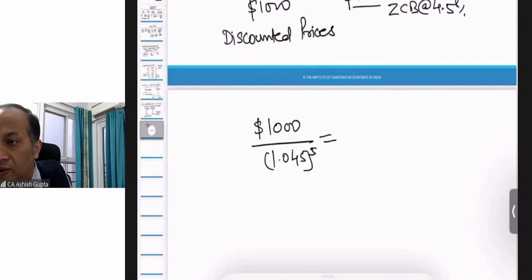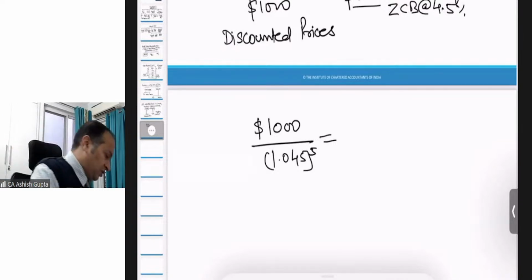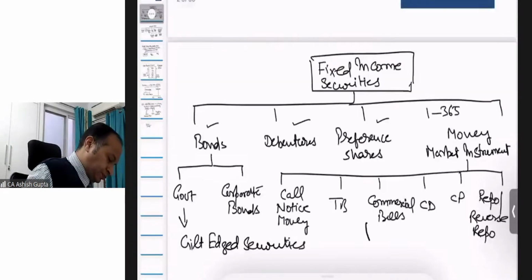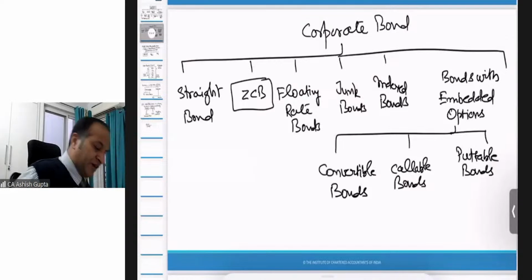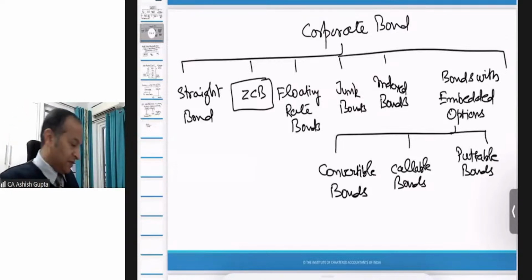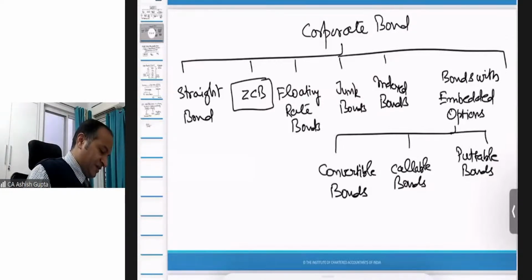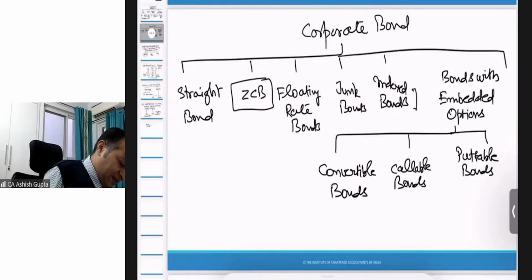One second, let me check the query. What has been written after junk bond? Let me check. After junk bond, it is indexed bond. Index. It is index. I will just rewrite it if you are facing a problem.